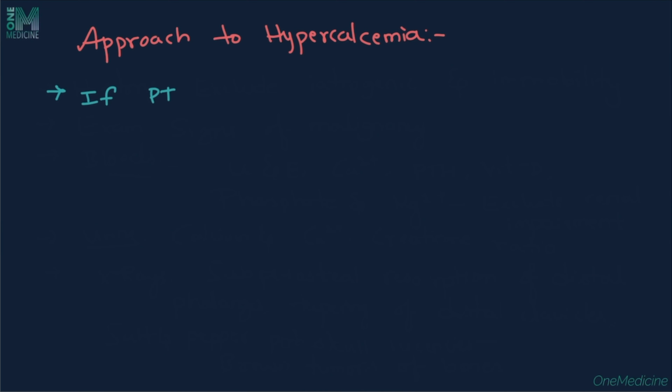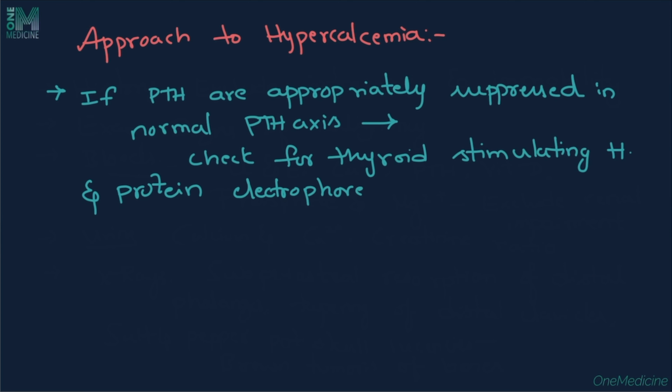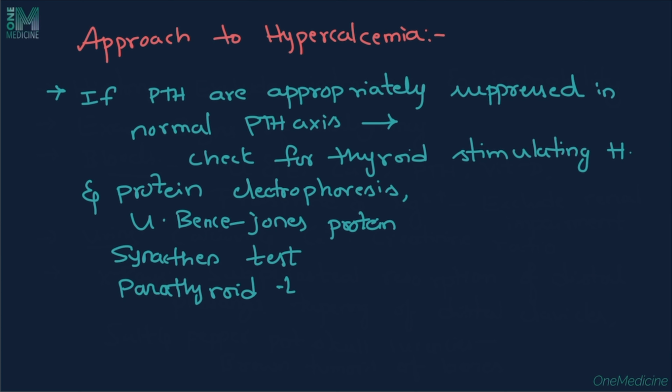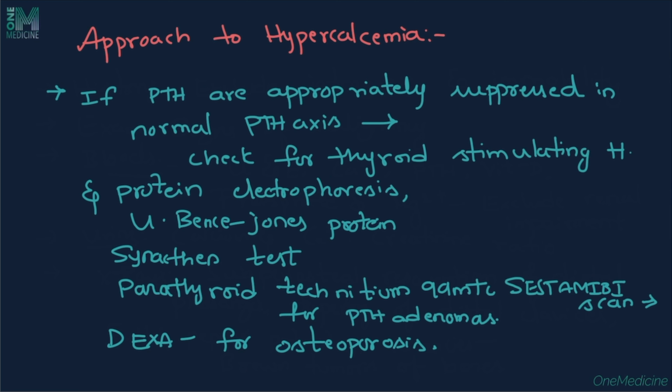If parathyroid levels are appropriately suppressed in the face of a normal parathyroid axis, check the thyroid stimulating hormone, protein electrophoresis, and urine Bence-Jones proteins, and consider a synacthen test. A parathyroid technetium-99m sestamibi scan to identify parathyroid adenomas in primary hyperparathyroidism can be considered. Dual energy X-ray absorptiometry, or DEXA scan, can be used to look for evidence of resulting osteoporosis.